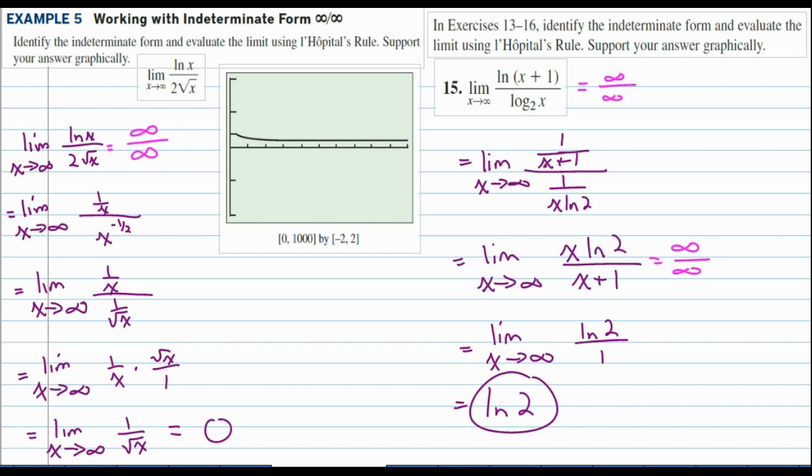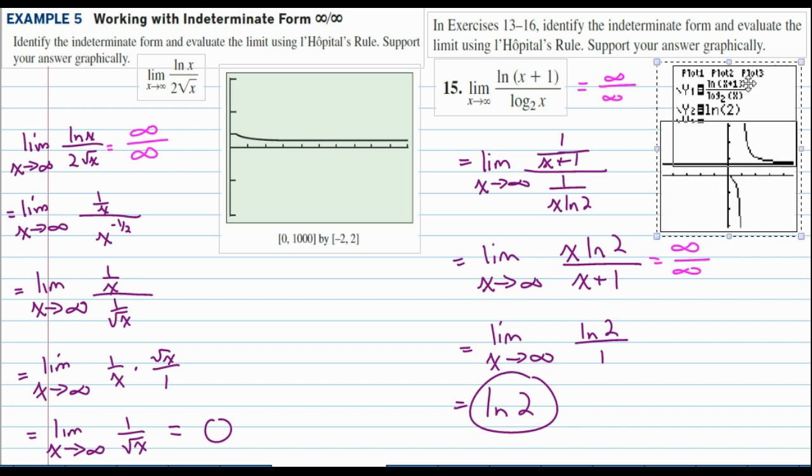Well, let's make sure. So I graphed in y1 the original function, and y2 the natural log of 2, and it sure does look like the function approaches that horizontal line, natural log of 2, as x approaches infinity.